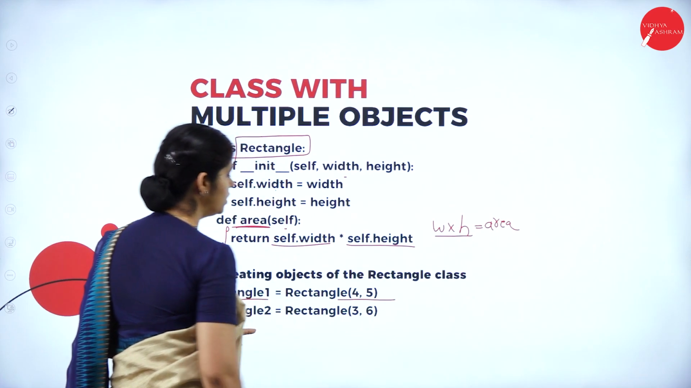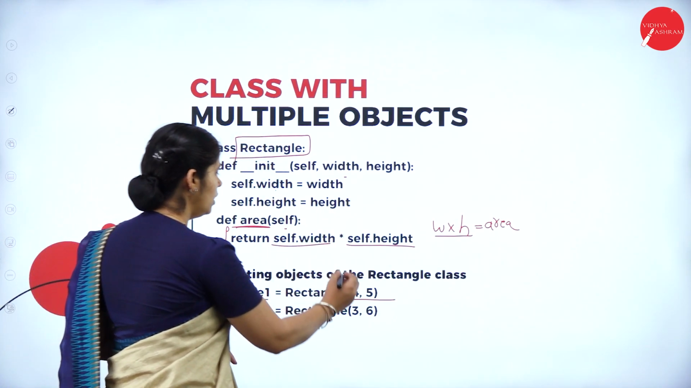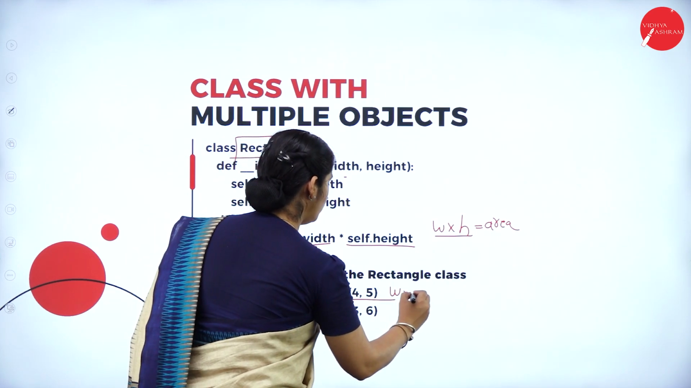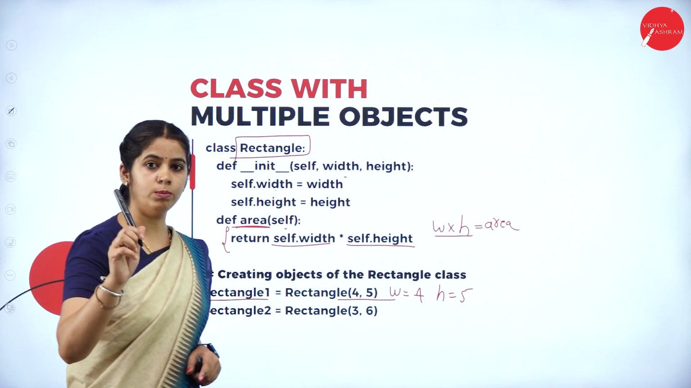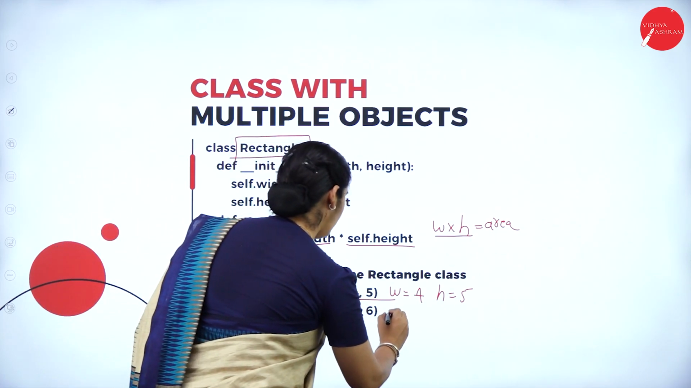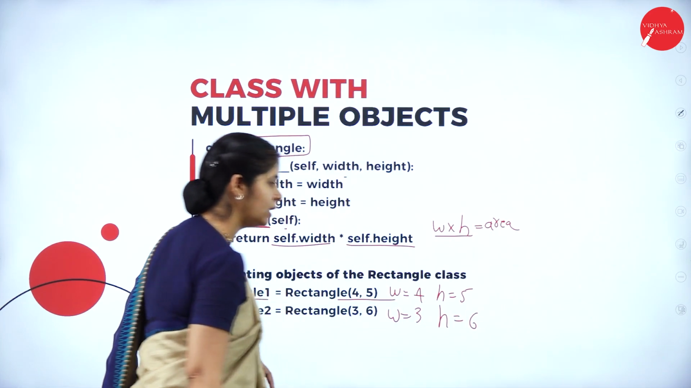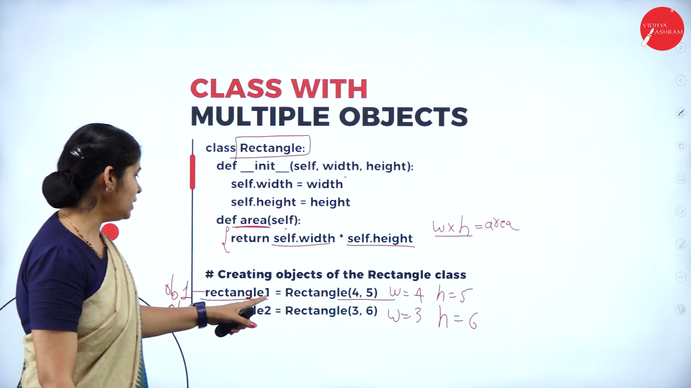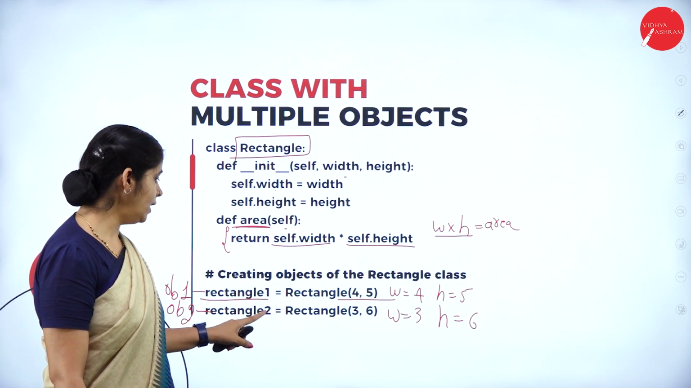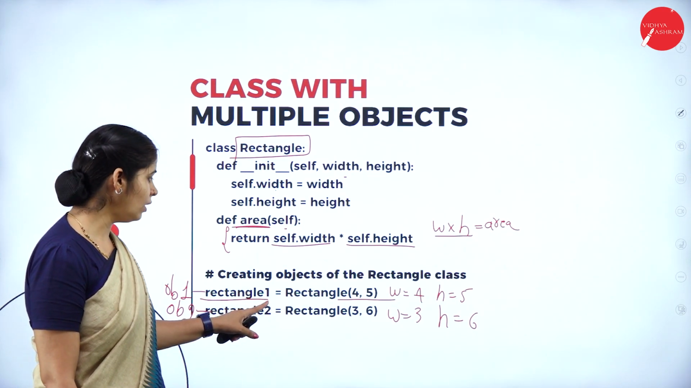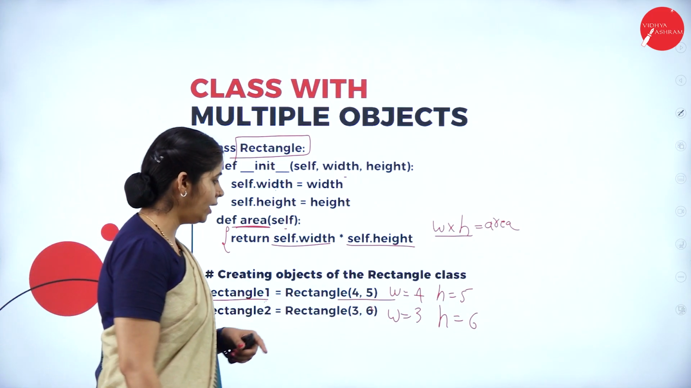As we are using the constructor, we are passing the value of the attributes directly. Here width is equal to 4 and height is equal to 5 for object 1, and for object 2, width is equal to 3 and height is equal to 6. Each object is identical in structure, right, but has different values. So what should it be?